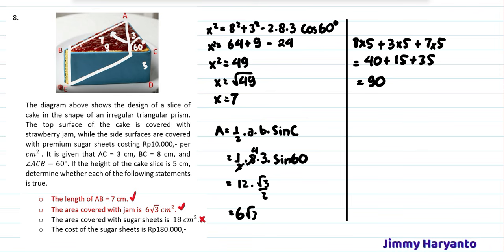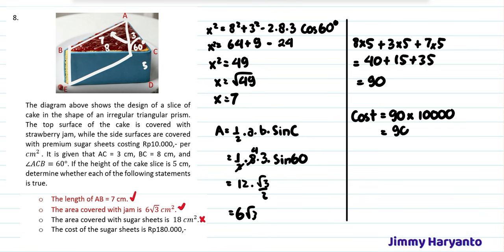Next is the cost of the sugars. Okay, so the cost is 90 times the price. The price is 10,000. So it should be 900,000 rupiah, not 180. This one is wrong. Okay, next is given that the trigonometric function f(x) equals a sine bx attains its first maximum value when f(pi) equals 6, find the value of a plus b.